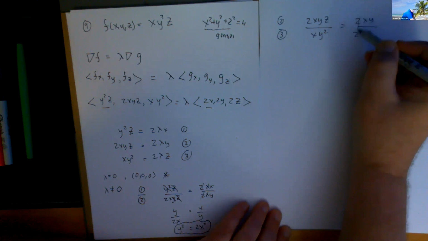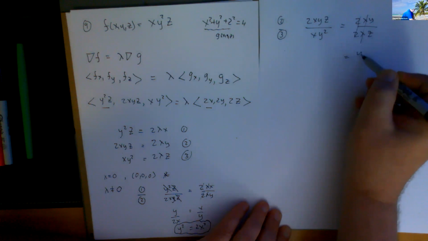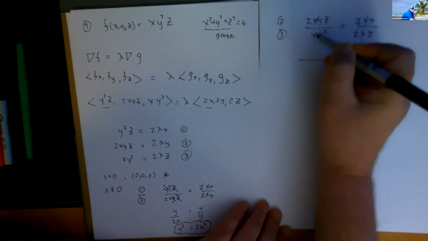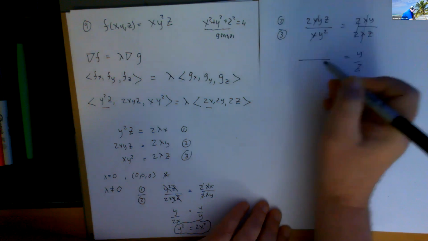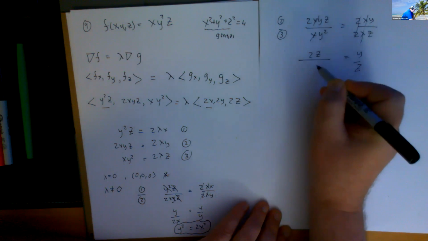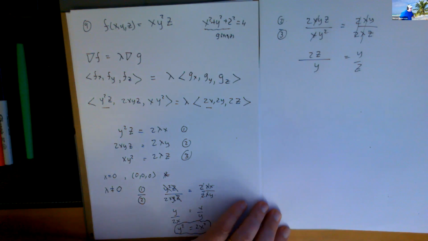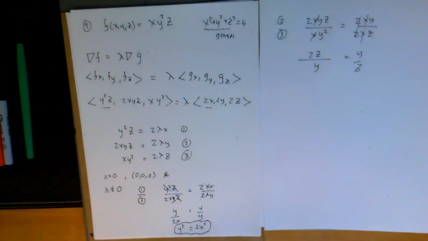Let's see, 2's cancel, lambdas cancel. That's a good start. An x cancels, a y cancels. It looks like I'm going to have 2z over y. If I make a mistake, tell me. Does that look good? Looks good to me, but I have been known to make mistakes. I know it's hard to believe, but it is true.